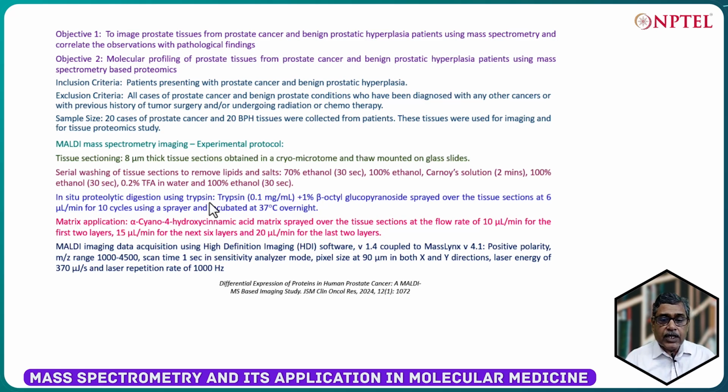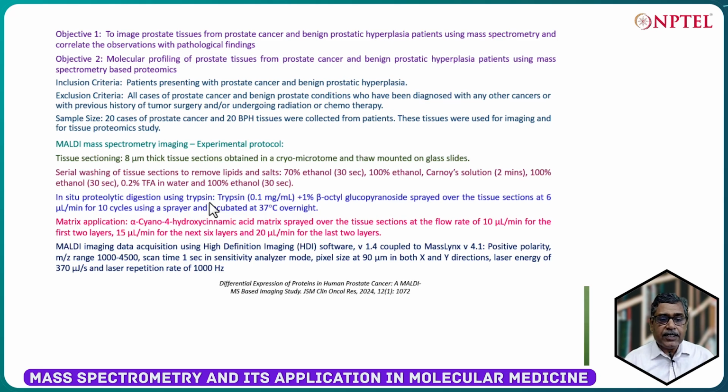So, for that we add trypsin and then 1% beta octyl glucopyranoside, sprayed over the tissue section at a specific flow rate of 6 microliter per minute, and 10 cycles using an automated sprayer, and then incubated overnight at 37 degrees centigrade for digestion to happen successfully.